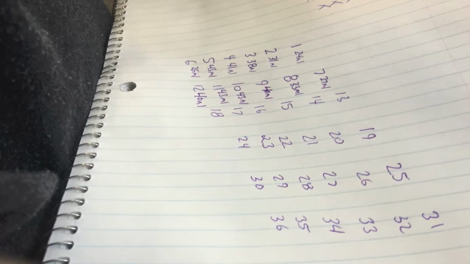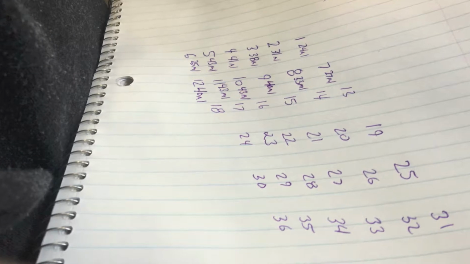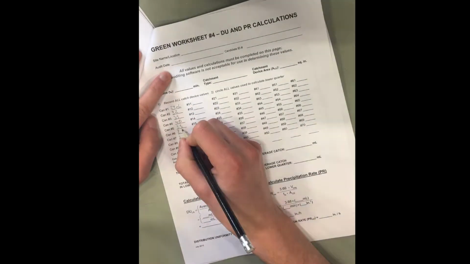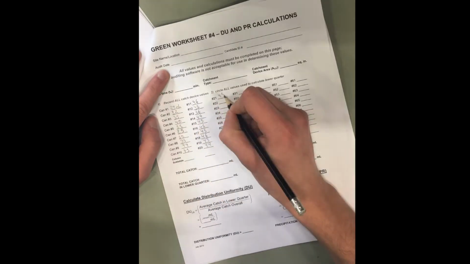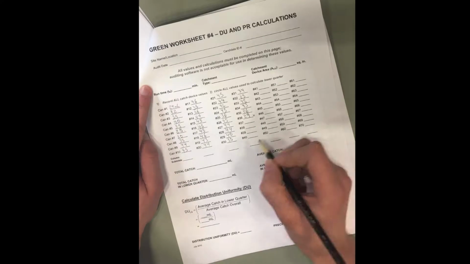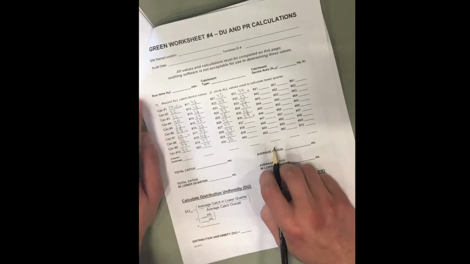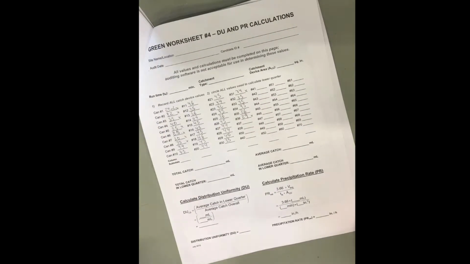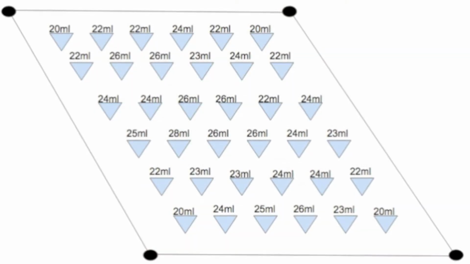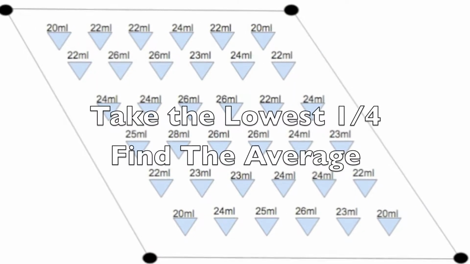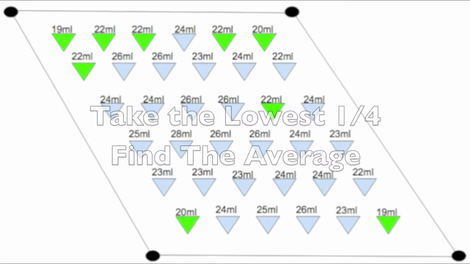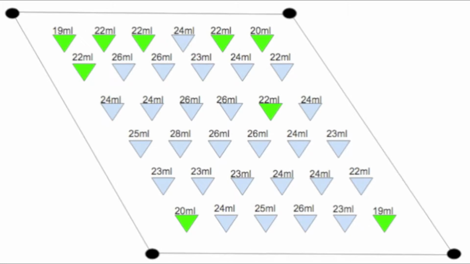The next thing we are going to determine is the distribution uniformity. First, you must determine what the lowest quarter of catch cans is. This is why you had to have it divisible by 4. So since we had 36 catch cans, we will be using the 9 lowest to determine their average. So add those up and then find the average.